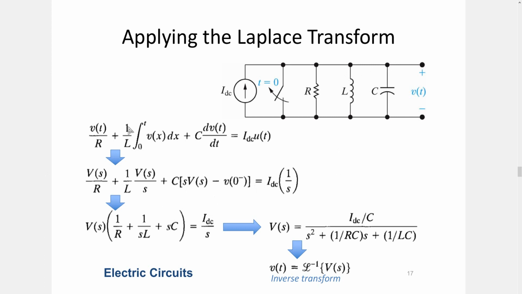And since 1 over L here is constant, we will have 1 over L times V(s) over s, okay? And C times sV(s) minus V0, where V0 is the time domain value of it, okay? And that would be equal to the constant function. I'm modeling this circuit switching behavior with unit step functions, so I know that its Laplace transform will be 1 over s.